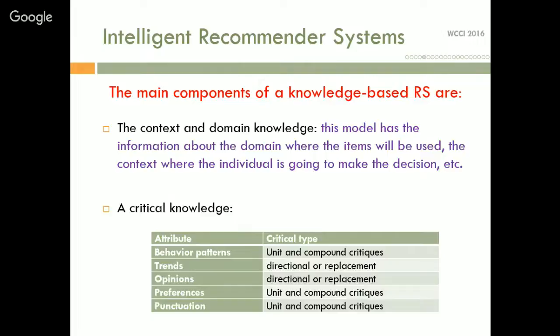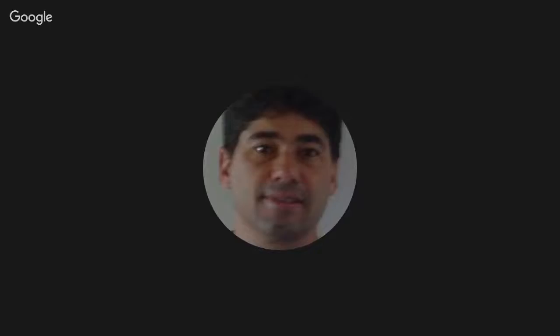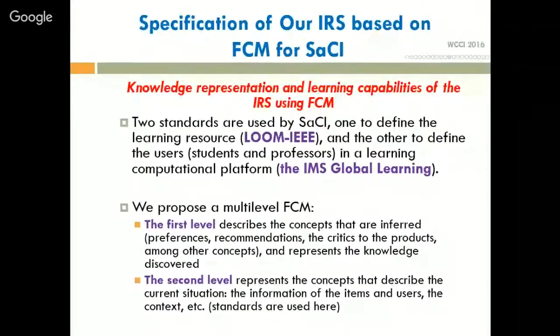Now I'm going to explain one application of the intelligent recommender system based on cognitive map, in our case, in the context of smart classroom. In our case, we have described the profile of the user using one standard. In this case, we have used the IMS standard that describes very well the student and professor. And to describe the learning resource, we have used another standard, the LOM standard in this case.